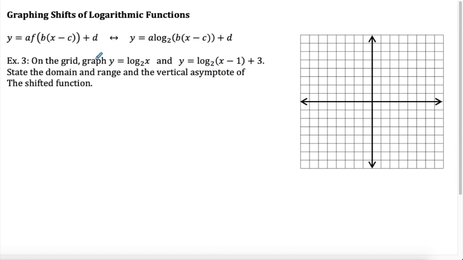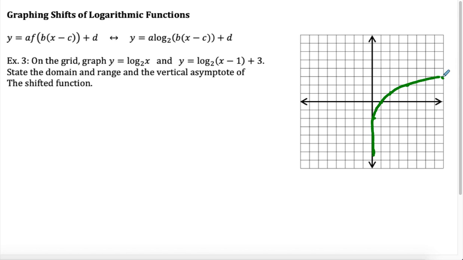So let's try an example where we graph log base 2 of x, which we already did in the first example. So let's just sketch that on here again. Right? And we said that we would get points here, here, here, here. Right? So here's what that graph would look like.